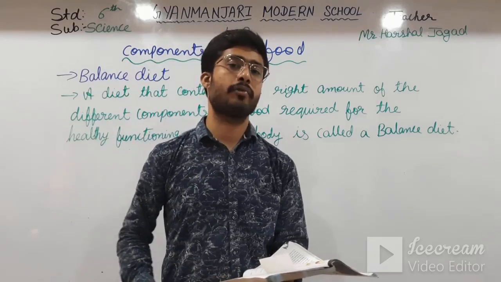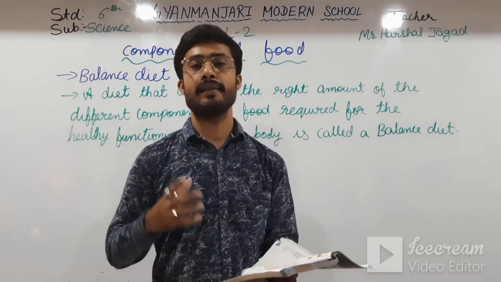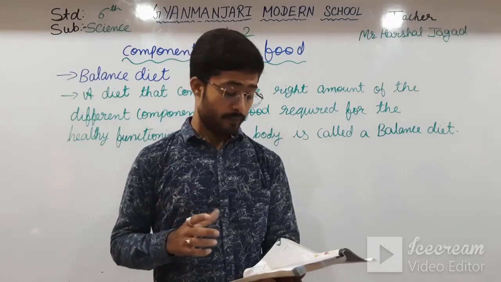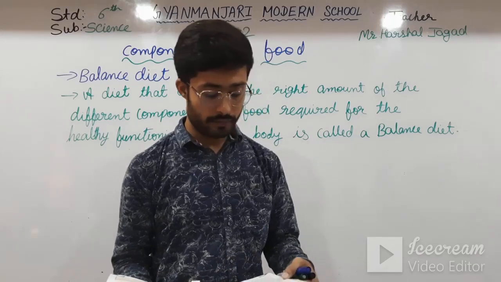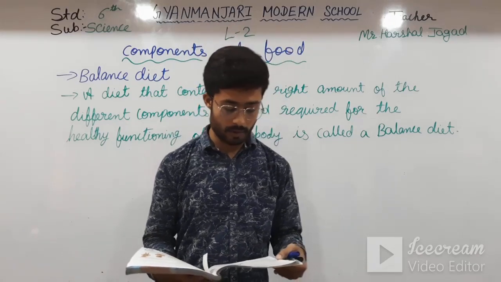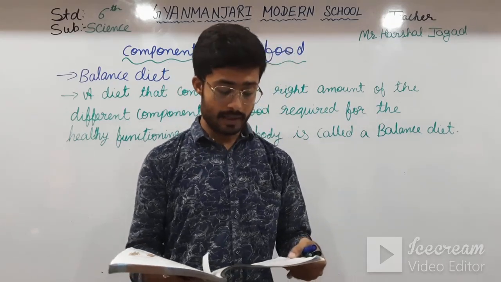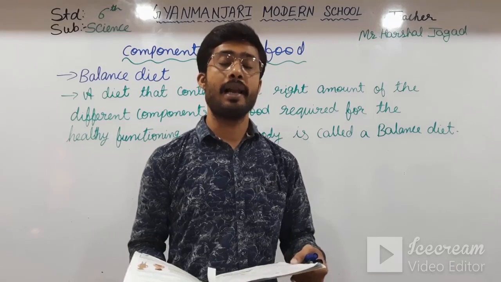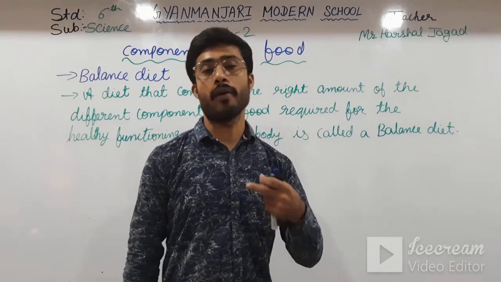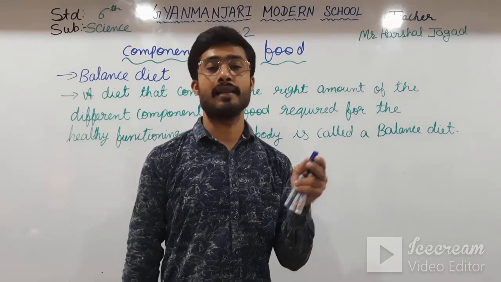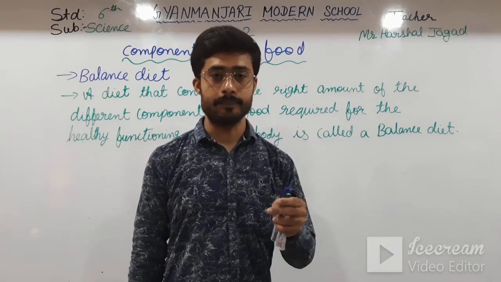So, in today's lecture, we have seen the balanced diet, how we should balance the diet. What is the main thing of a balanced diet? Here I am reading the definition of it. A diet that contains the right amount of the different components of food required for the healthy functioning of our body is called a balanced diet. For the healthy functioning of our body, we need a balanced diet. If we don't take a balanced diet, then what will happen?